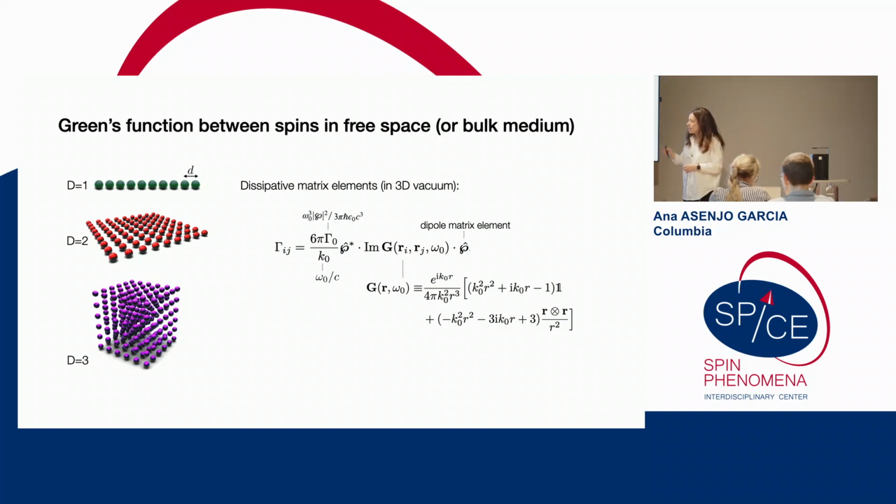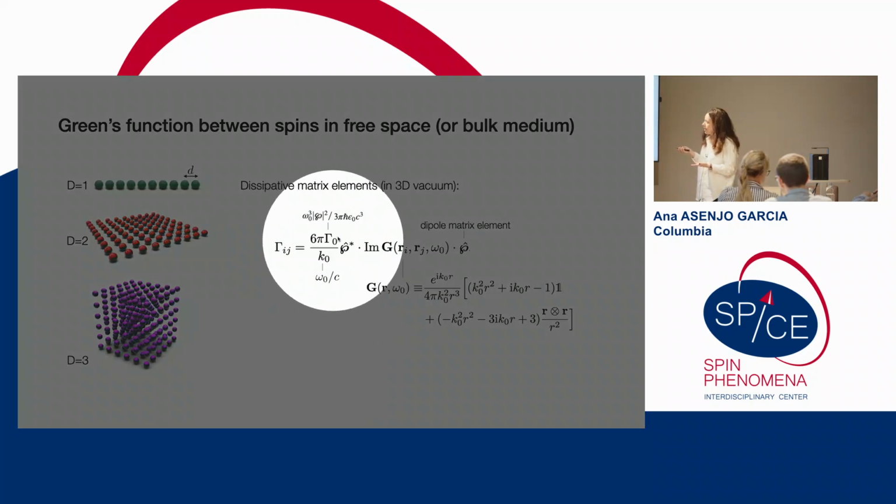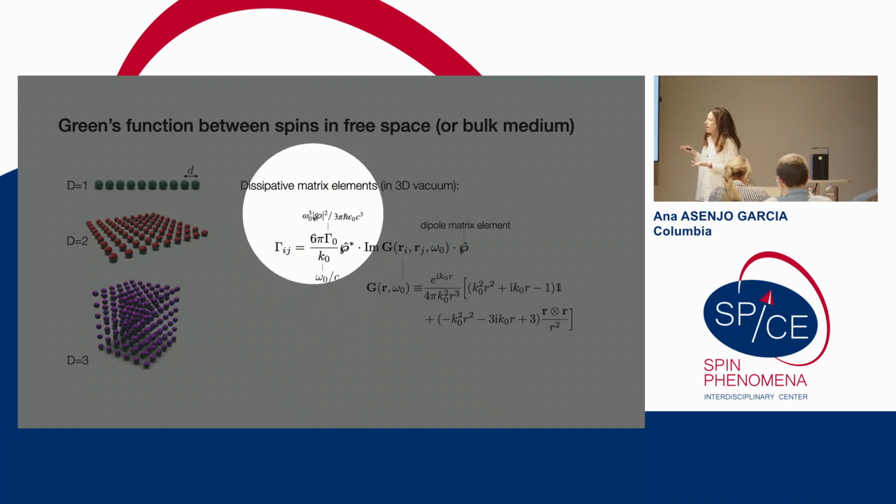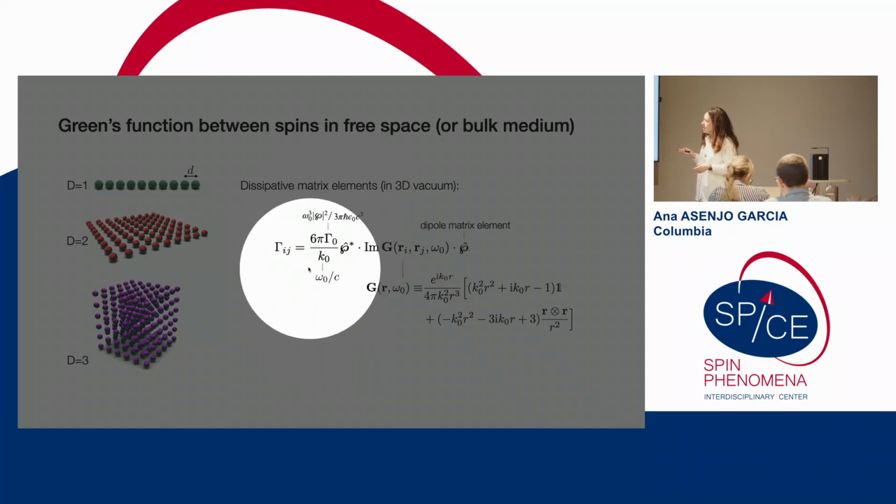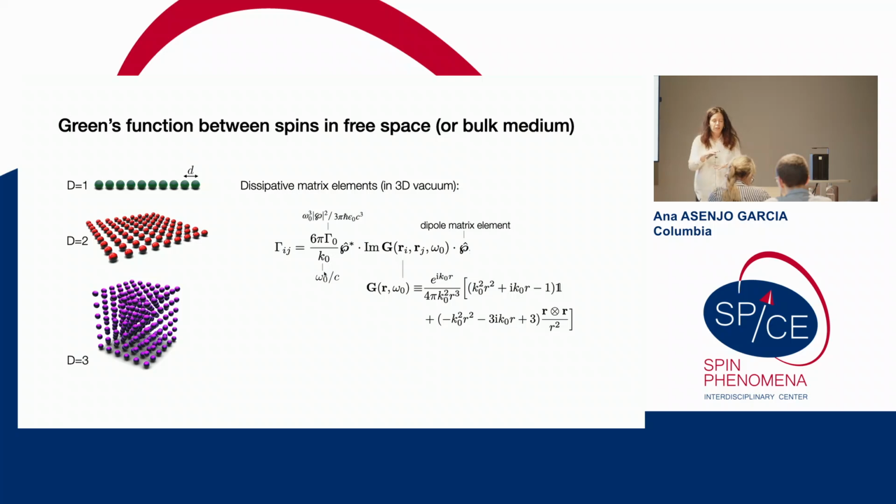And then these arrays, as I said, are ordered, so the lattice constant is this little d. And the interactions between them are going to depend on, obviously, this distance. So I've written here the dissipative matrix elements, gamma ij, so the dissipative couplings between these atoms, that are written in terms of the imaginary part of the propagator. So just for naming purposes, here I've written gamma zero, which is the spontaneous emission rate in vacuum, so it's proportional to the frequency cubed and the dipole matrix element squared, etc. k0 is the resonance frequency of the atomic transition divided by c. And I introduce it because it's a natural length of the problem, or inverse length.